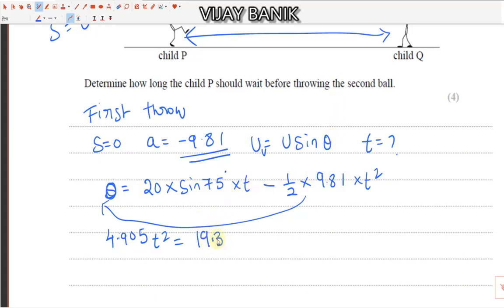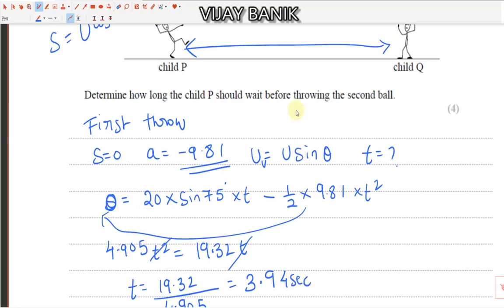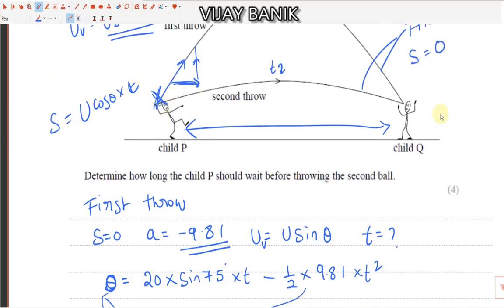So 19.32 t. Can you see one of the t's is going to get cancelled? So t is equal to 19.32 divided by 4.905. So 19.32 divided by 4.905, that's going to be, the accurate answer is 3.94 seconds for that ball to travel from here till here.